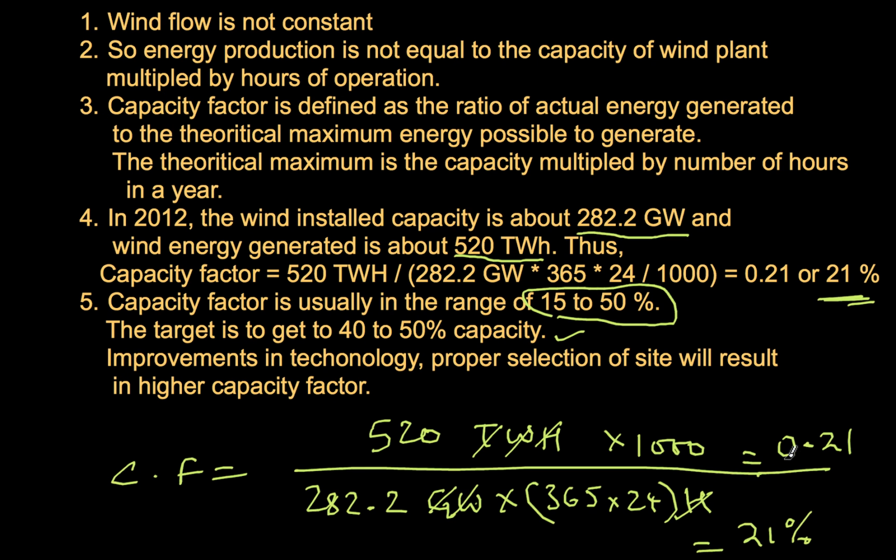Similarly, the capacity factor for solar PV, photovoltaic, also is less, because, of course, there is no sun at night time. When the sun sets, there is no sunlight, so there is no solar power generation.